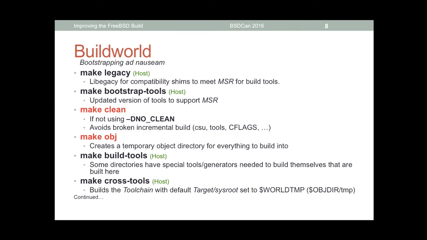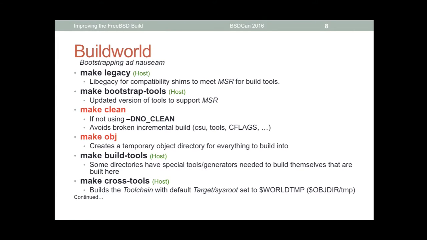So now I'll go over the actual steps in buildworld that are currently there. The first several steps are several bootstrapping steps. The first is make legacy, which builds a very small compatibility library that allows building from FreeBSD 9.1 currently. It adds in functions that are required by later build tools that are not in the older release.